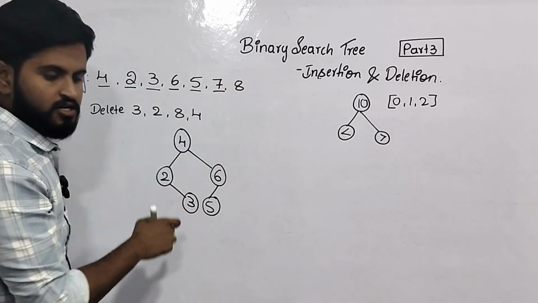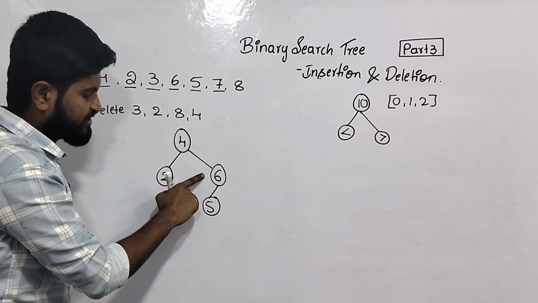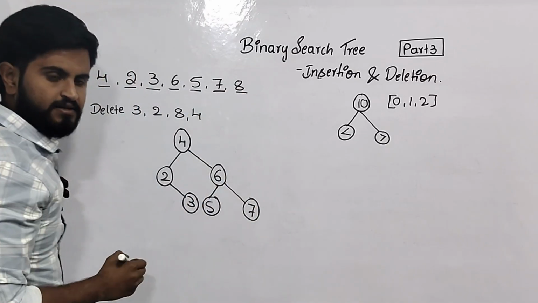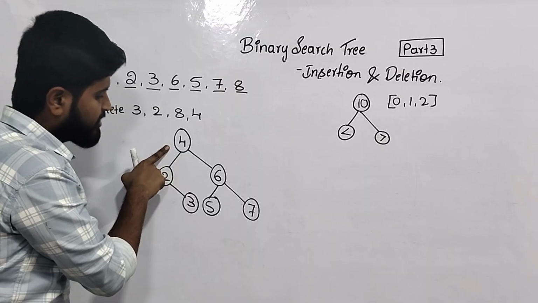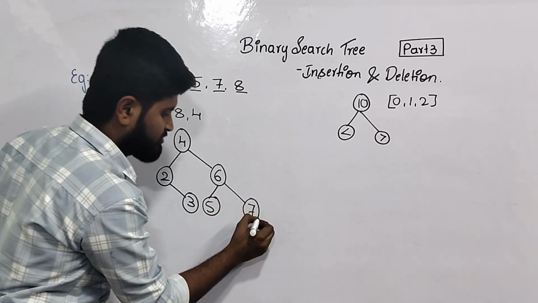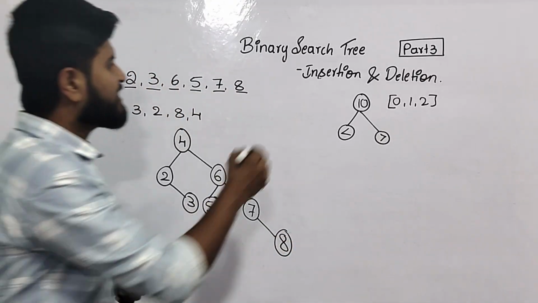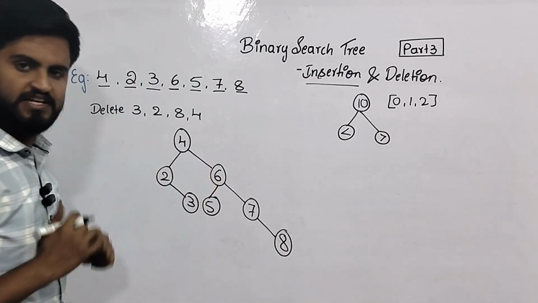Next is 7. 7 is greater than 4, so right side. It is greater than 6, so right side. Next is 8. 8 is greater than 4, it is greater than 6, and it is also greater than 7, so right side. Now you have completed the insertion of the given binary search tree. This is the binary search tree.